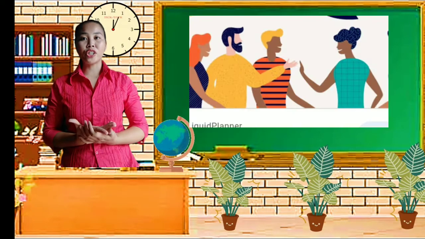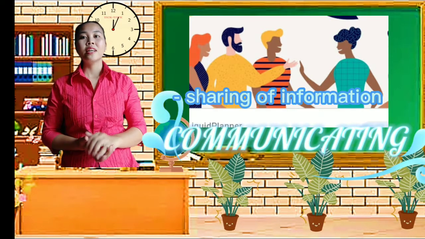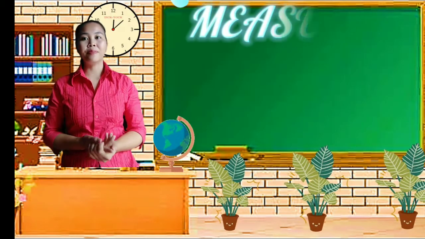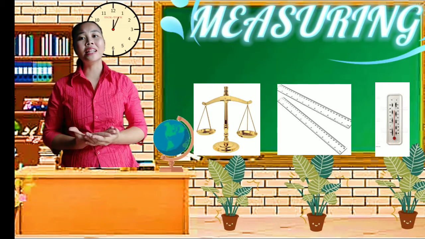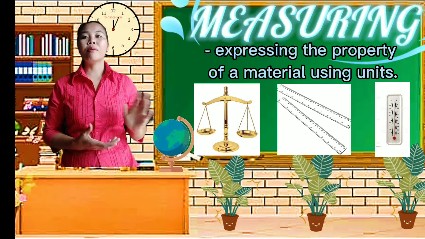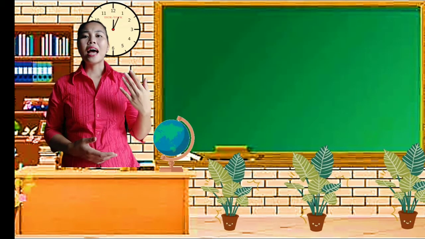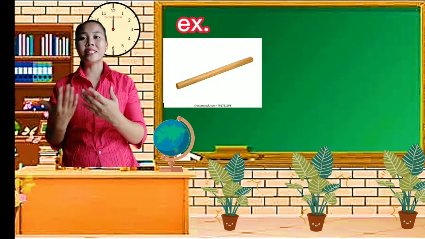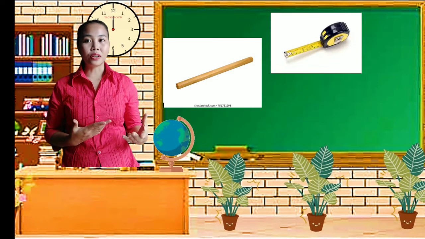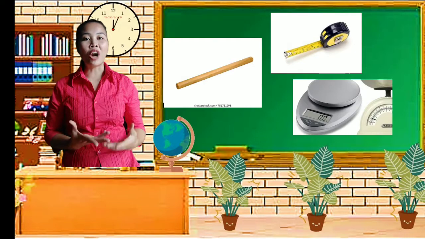So after observation, we can now relate or communicate in order to share gathered information. This skill is called communicating. Measuring is another skill which involves ascertaining a property of a material and expressing it in a defined unit. As an example, the length of a wooden stick can be expressed in a standard unit called meter, while the mass of the same wooden stick can be expressed in grams.